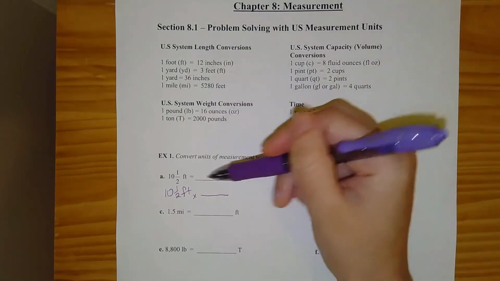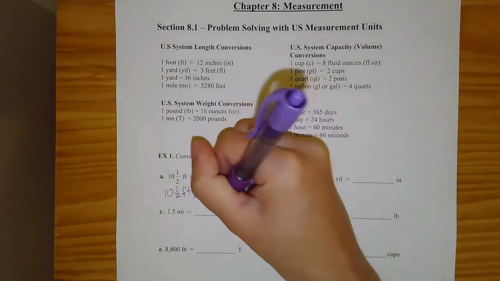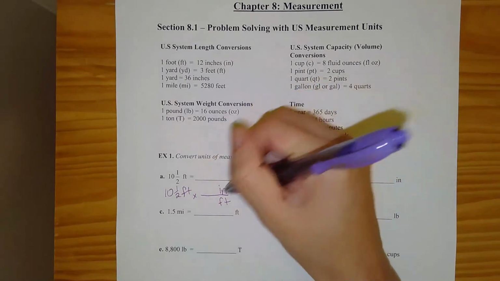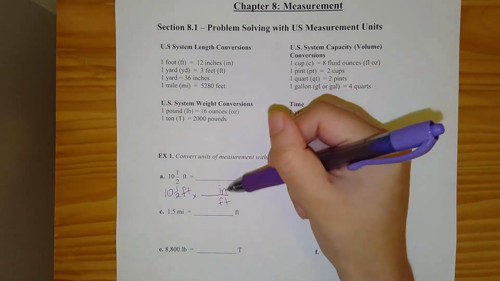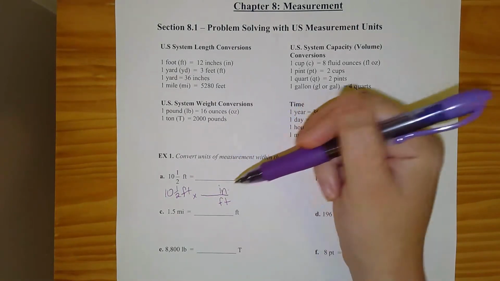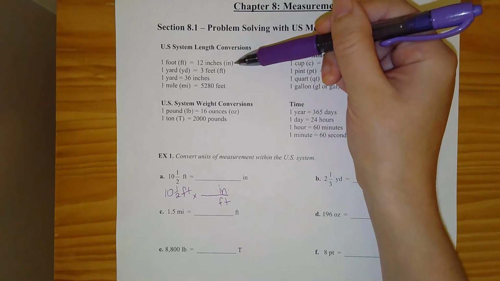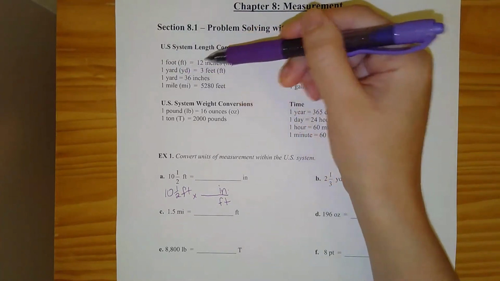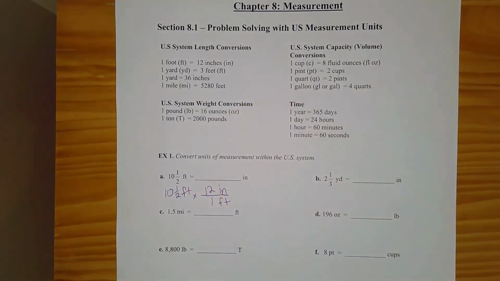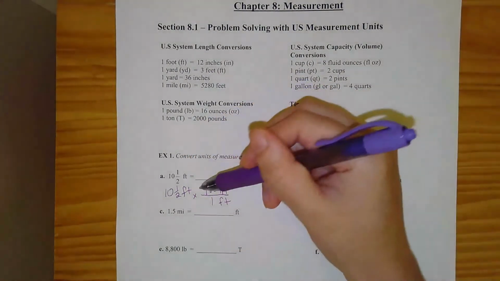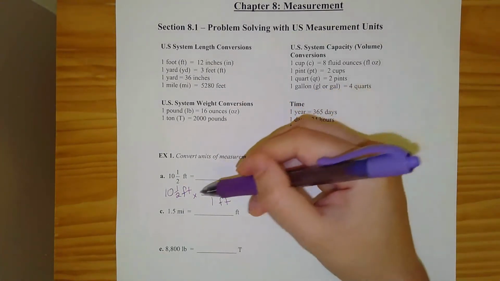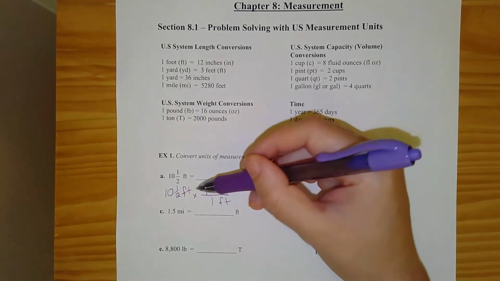So to go from feet to inches, since I start with feet, I need feet in the denominator to cancel out, and I want inches to be in the numerator because that's what I want to end up with. So whatever you're trying to cancel goes in the denominator, whatever you're trying to end up with goes in the numerator. Then I'm looking at my length conversion up here that says that 1 foot equals 12 inches to know that 1 goes with the feet and 12 goes with the inches. I'm setting this up so that I know if I'm multiplying by 12 or dividing by 12. It helps you to know what you're doing. So in this case, we are going to multiply by 12 to get our answer.